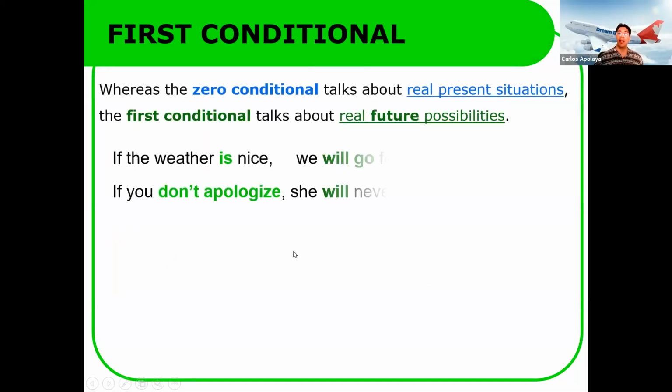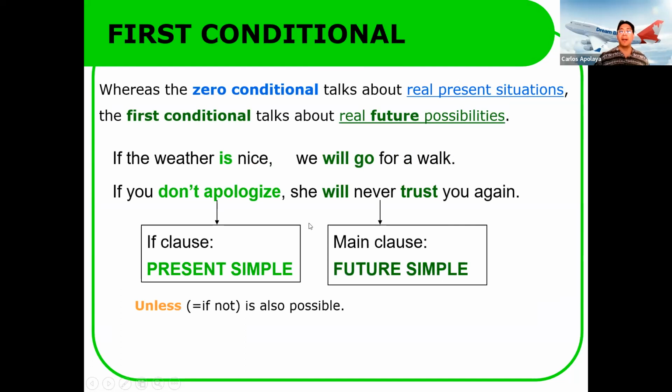That's great. Let's continue. First conditional. If the weather is nice, we will go for a walk. Possible, of course. We skip that part. Remember that you can use unless. Unless means if not. Okay? Unless. If not. Carlos, how can I use unless?